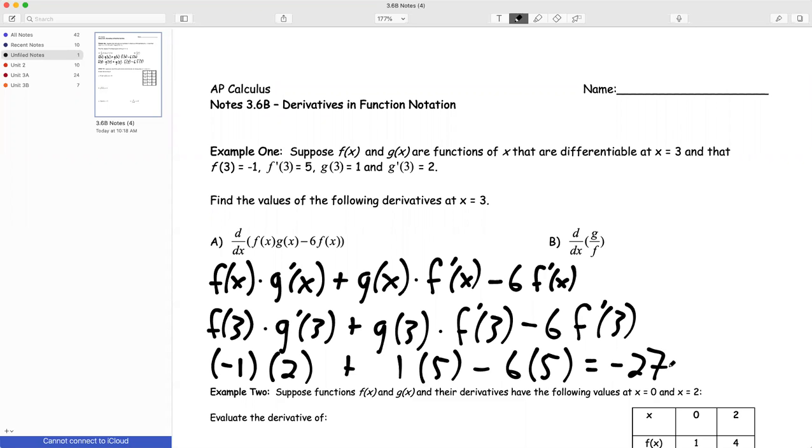Hold on a minute. Take your time. I understand this. Any questions there on that first one?